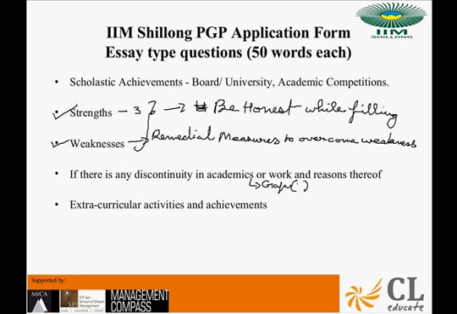Okay. So moving forward, somebody is asking me, are interviews and GDs of reserved category students held separately? No, they are not held separately. They'll be held with the common panel.